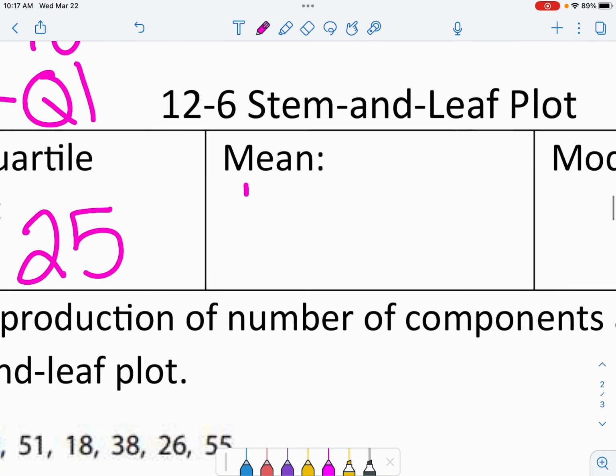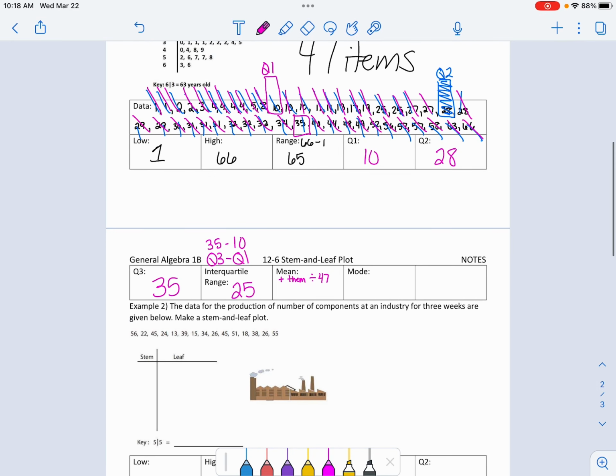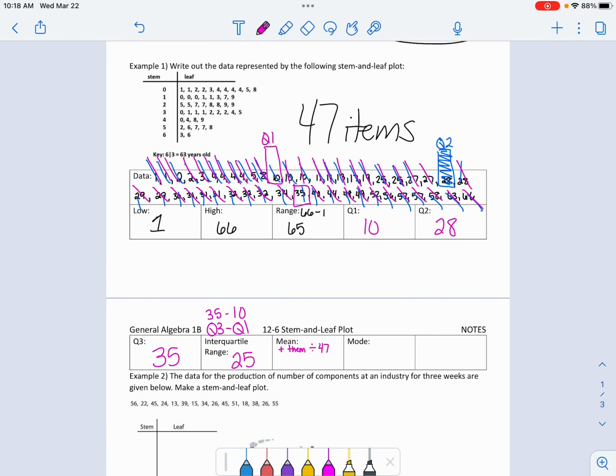The mean, you add them, and then you'll divide by 47. Okay, so we'll just write that down. And what about the mode? The mode should be easy to find, I would think. I have 3 10s. Oh, no. How many 4s do we have? Yeah, we have 4 4s, so your mode is 4. That's the one that happened the most. And then that blank is just blank.